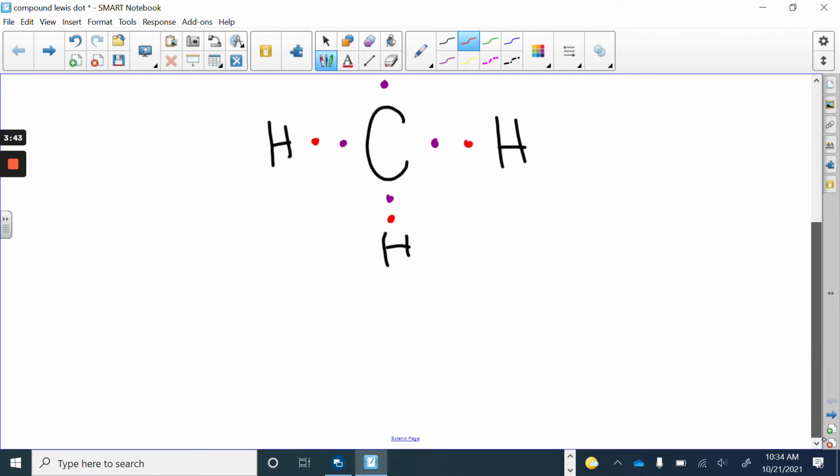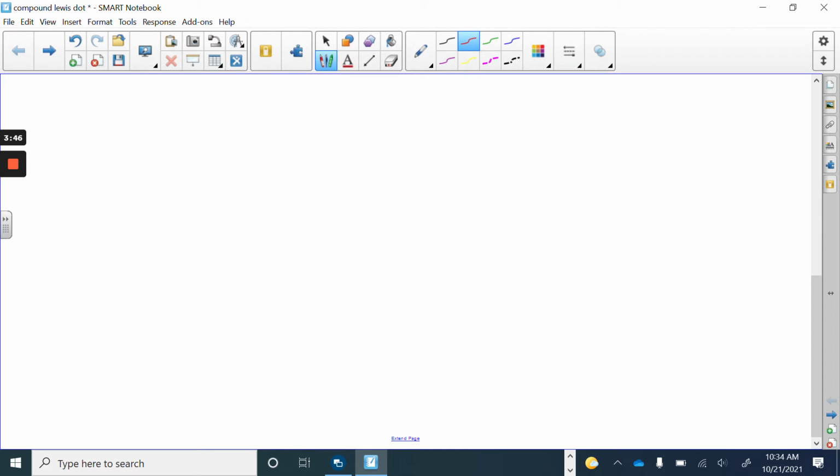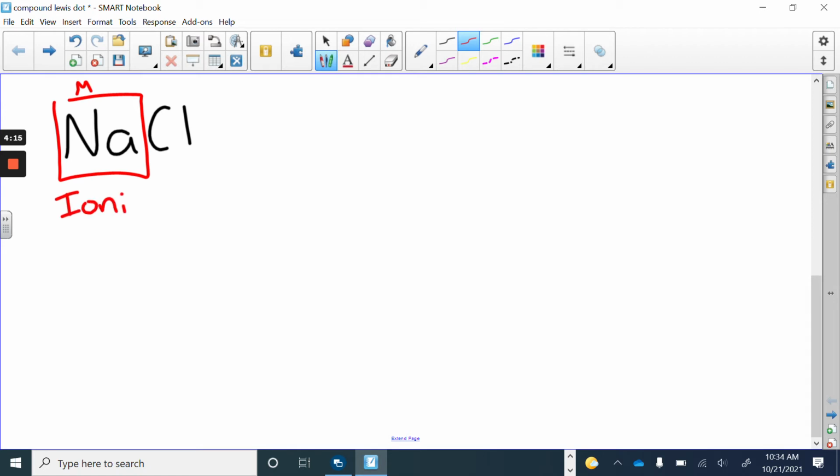Let's go down and try another one. So the next one on our page is sodium chloride, NaCl. Again, we're going to start with deciding if this compound is going to be ionic or covalent. Put a box around the first element. Look on our periodic tables, and we see that sodium is a metal, which makes this an ionic compound. In ionic compounds, we are not sharing electrons. The metal is going to transfer its valence electron to the non-metal.